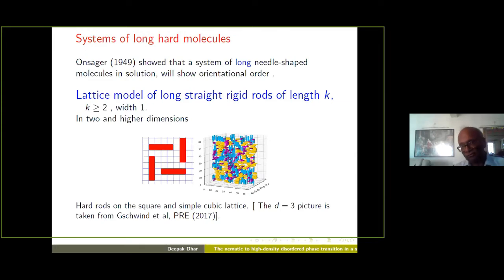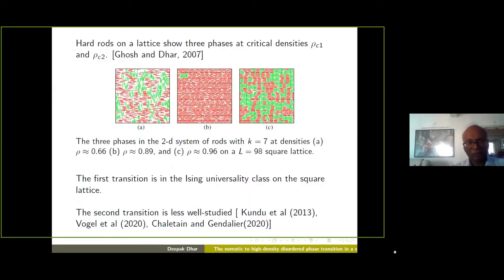Then we are going to study lattice models of hard rods. So on a lattice, you have long needles with width 1 and length k. And you can have it in 2 or more dimensions. And then you study what happens; the only interaction is the excluded volume interaction. And we want to see what happens as a function of density. Okay, so I already mentioned this, but anyway, here is a picture.